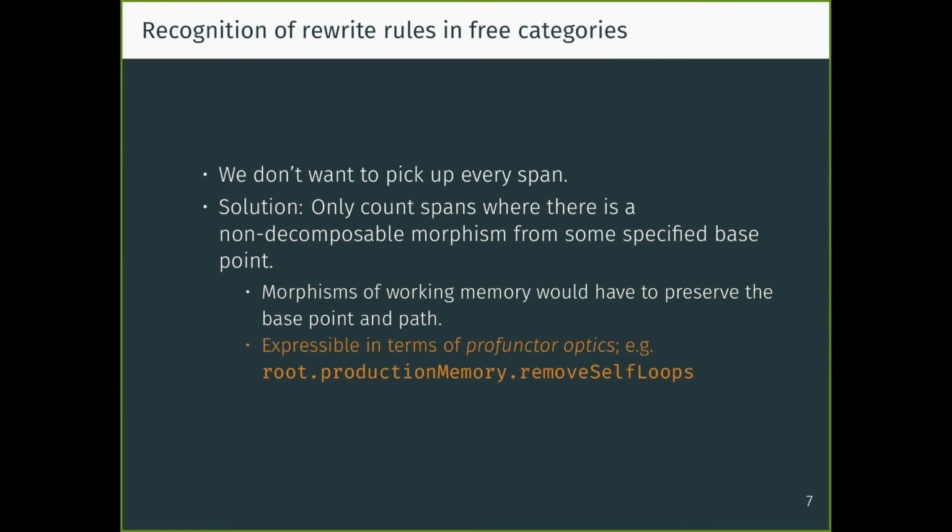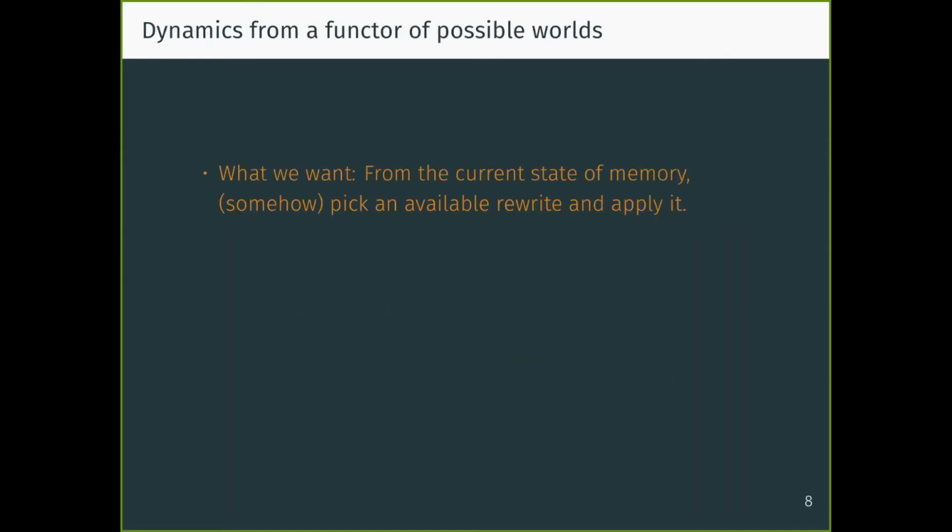What's nice is that this point and path access method seems to be amenable to a description by profunctor optics, which is a framework for bidirectional data access and computation. So now we have our production system described in a way to get the set of valid rewrite rules to transform one memory state into another.